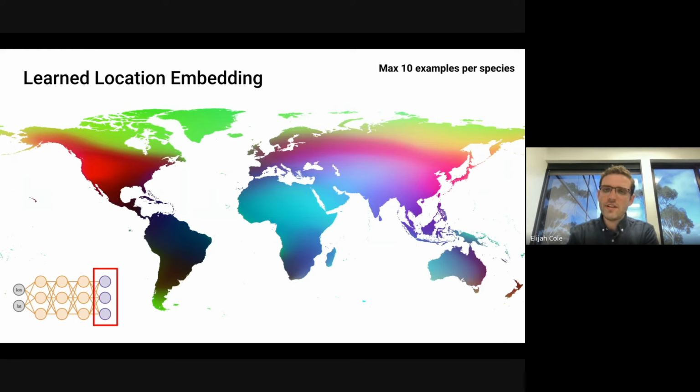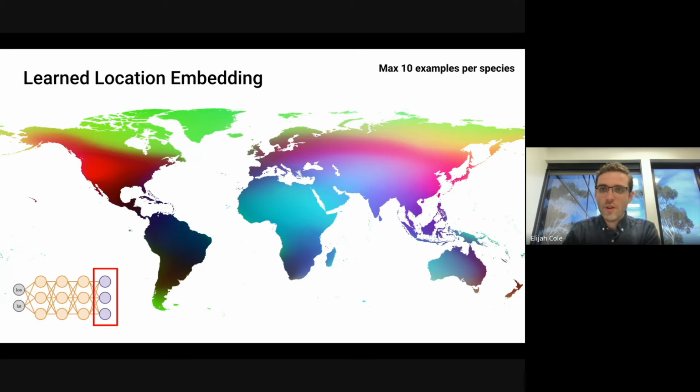We can also take a look at the location embedding that these models learn. What we're doing here is we're sweeping longitude and latitude over the entire globe and taking an embedding for each location. And then we're doing ICA to project that down to 3 dimensions and visualizing that as RGB. So this is one way of visualizing what the features look like spatially.